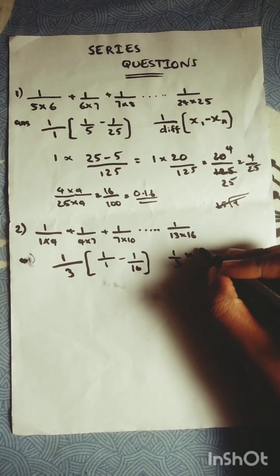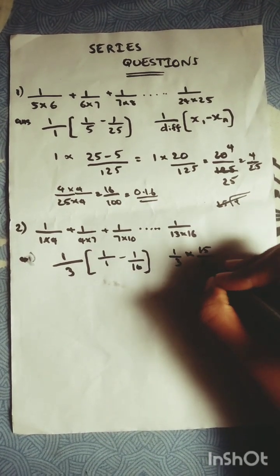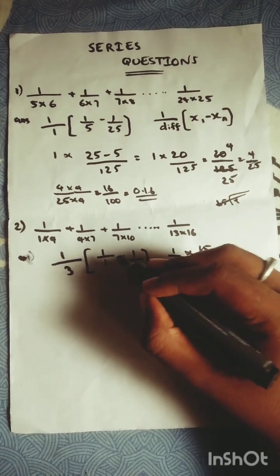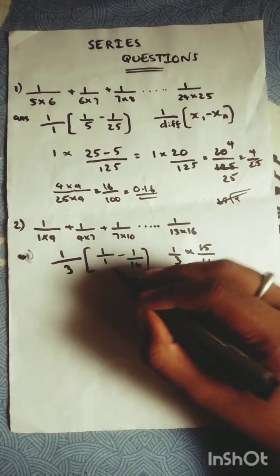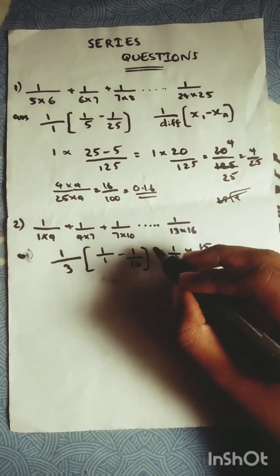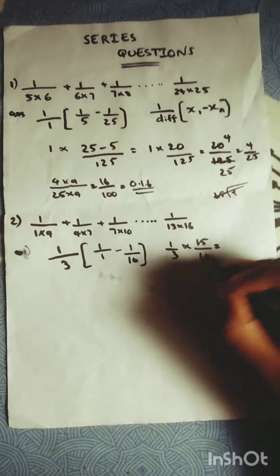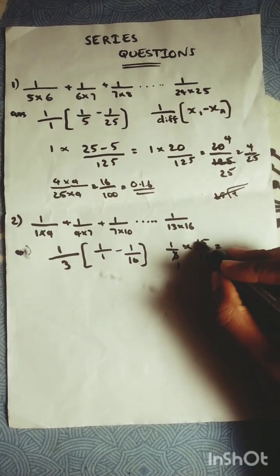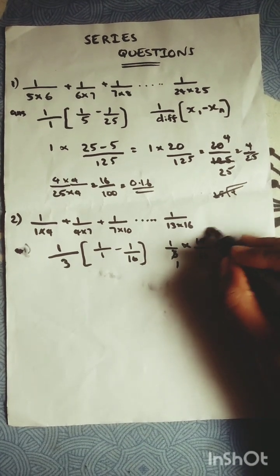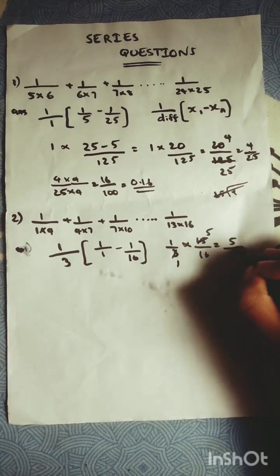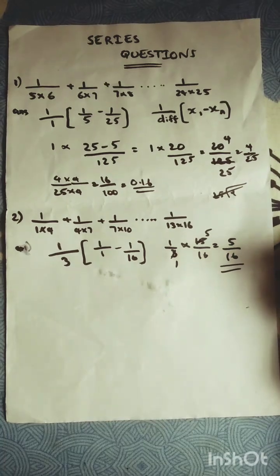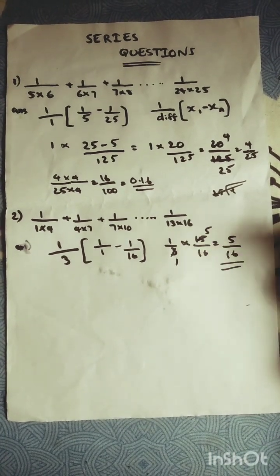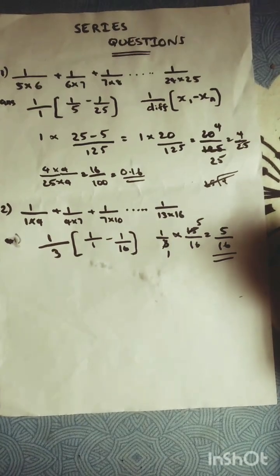So 1 divided by 3 into 1 minus 1 divided by 16, which is 15 divided by 16. 16 into 1 would be 16, minus 1 into 1 would be 1, divided by 1 into 16, which is 16. So 16 minus 1 would be 15. We can cancel the common factors: 3 goes into 3 one time, and 3 goes into 15 five times. So 5 by 16 would be the answer. If necessary we can simplify further, but 5 by 16 is the answer.